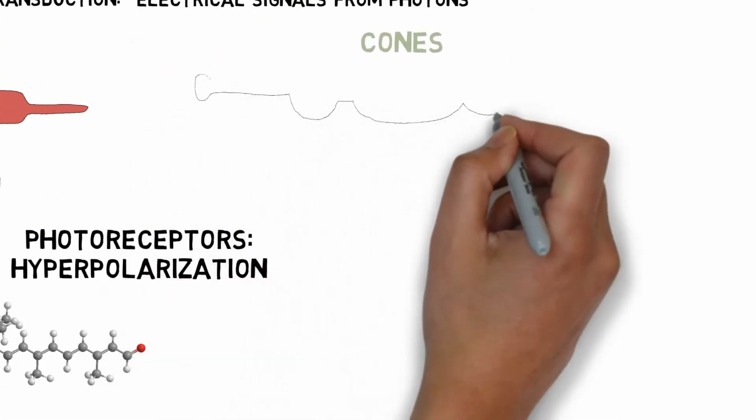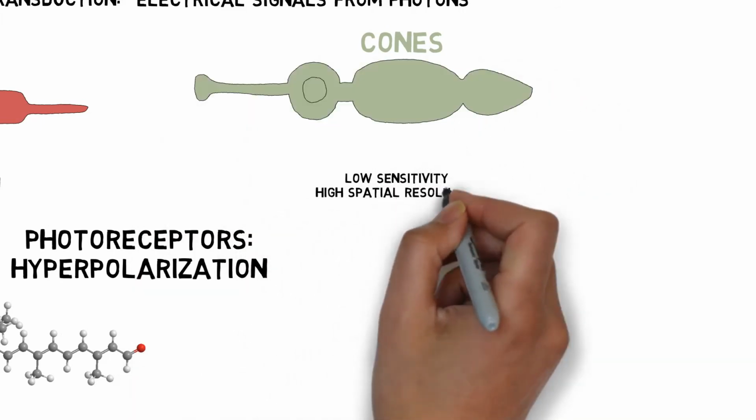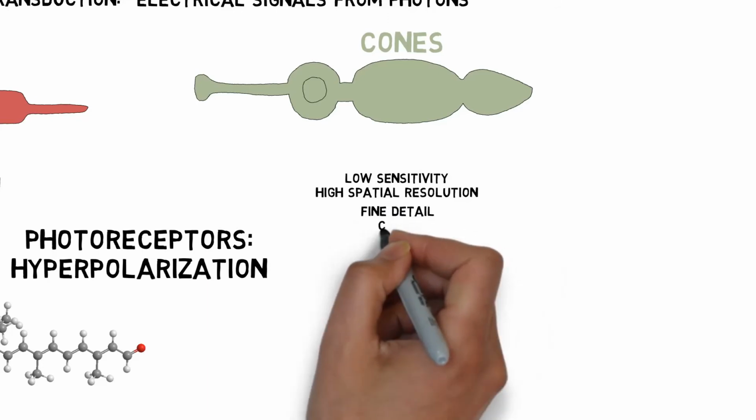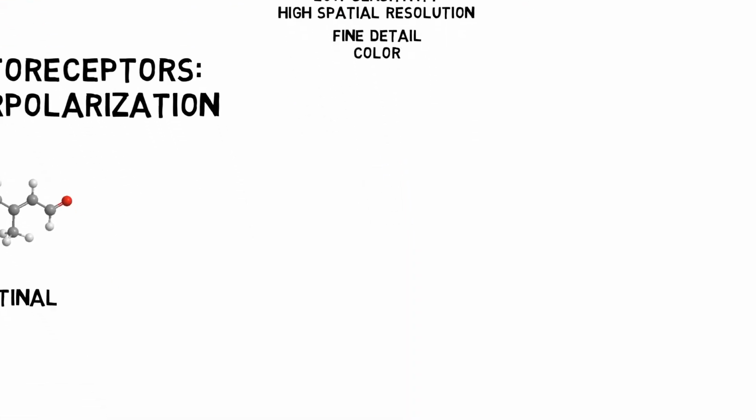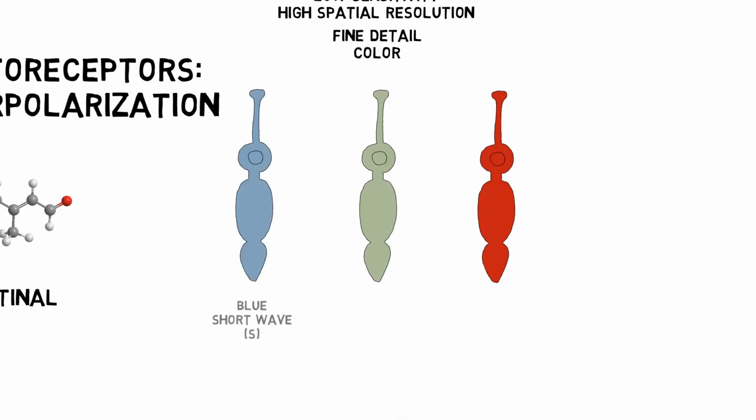Cones, on the other hand, are not sensitive to light, but have incredibly high spatial resolution. Cones are responsible for fine detail vision and color vision. There are three kinds of cones, each with different photopigments. They are the blue, or short, green, or medium, and red, or long, cones. They are named for the wavelengths of light they are supposed to absorb.